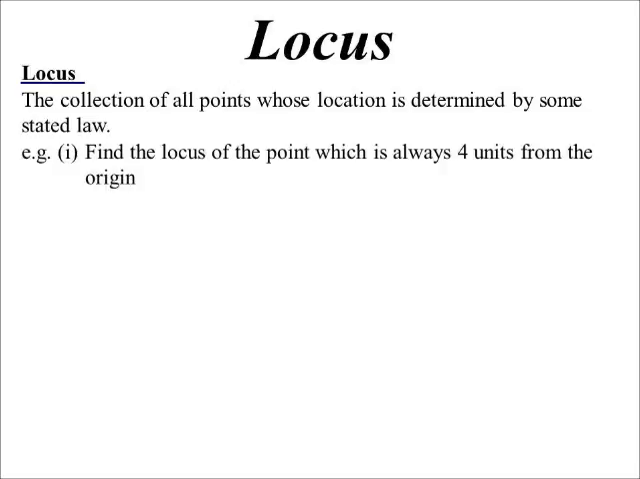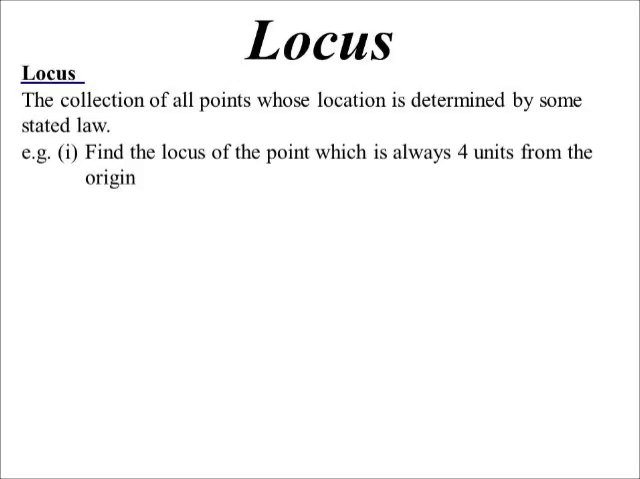So that's what we're going to have a look at here. So the locus, whatever the word is, of the point which is always 4 units from the origin. So they're giving us a geometric description. They want us to come up with the equation of the actual curve. All right, something that's always 4 units away from another point, in this case being the origin.